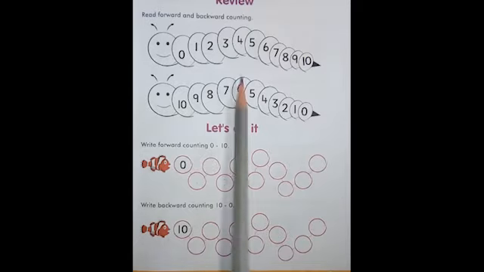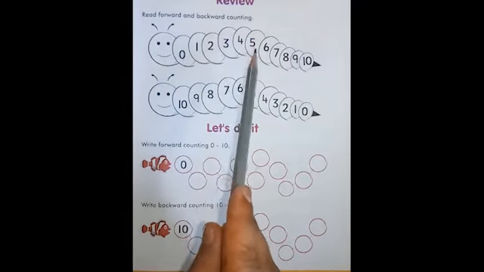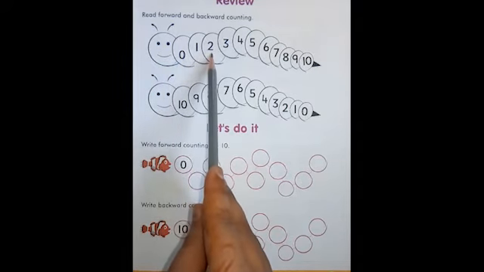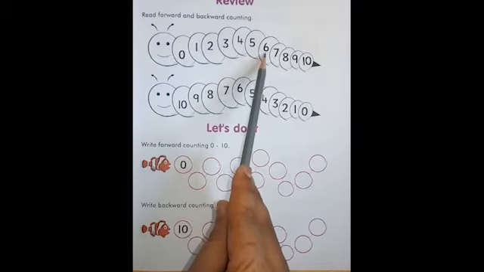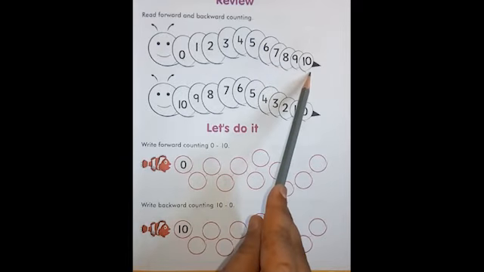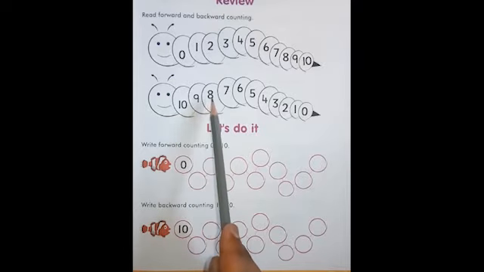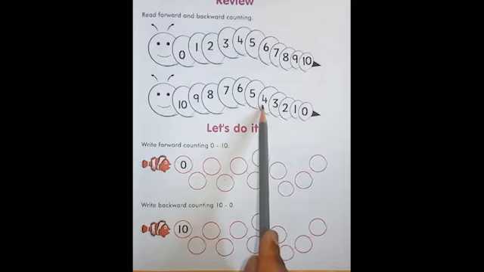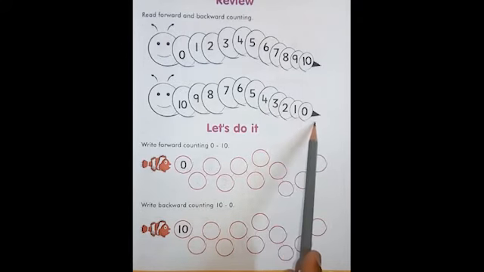Today our topic is read forwards and backward counting. Now start the forward counting. 0, 1, 2, 3, 4, 5, 6, 7, 8, 9, 10. We read the backward counting. 10, 9, 8, 7, 6, 5, 4, 3, 2, 1, 0.